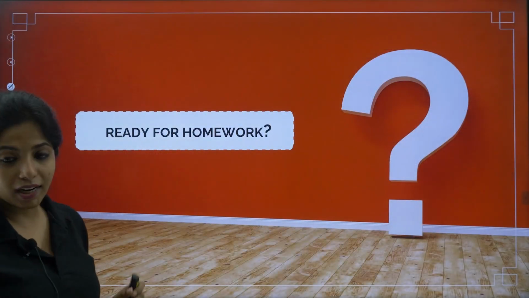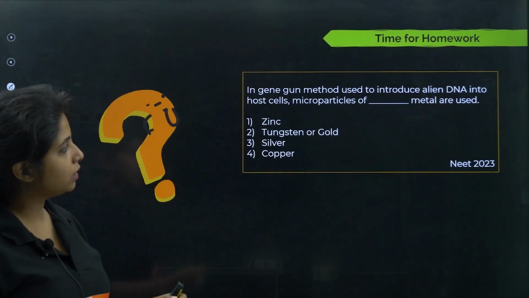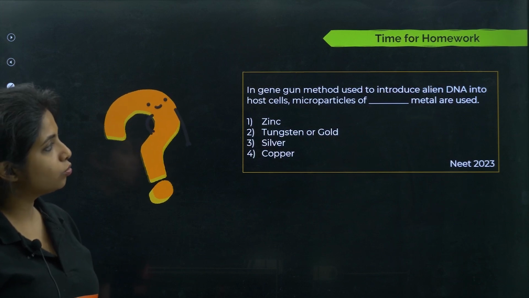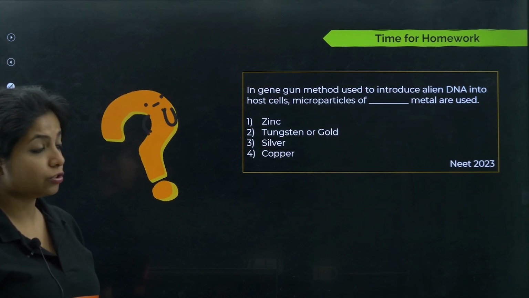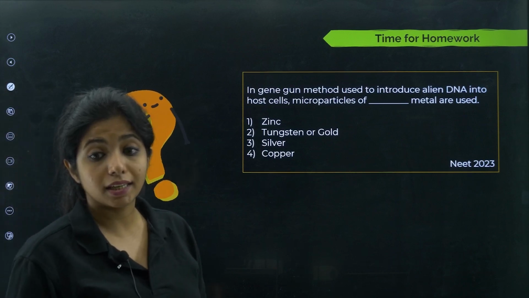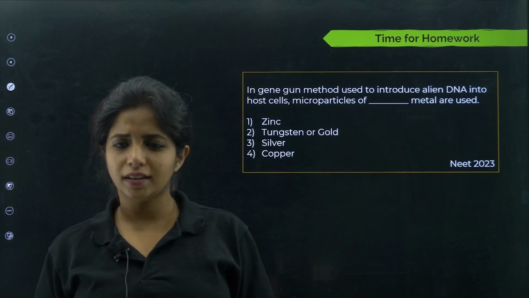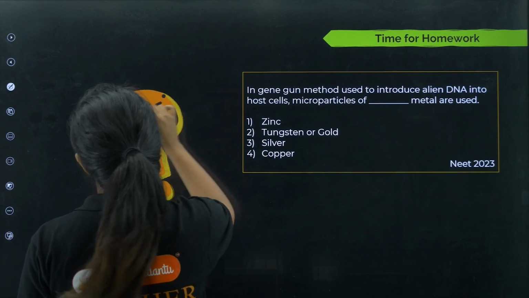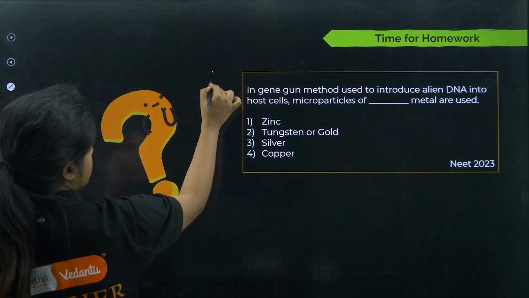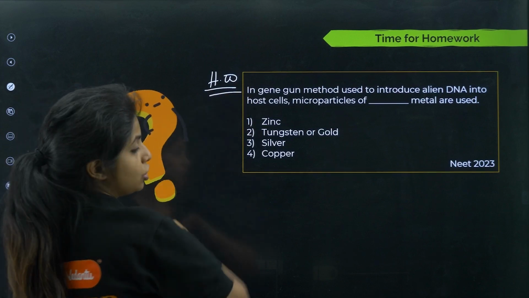Next thing, one little homework for you, my little cuties. In the gene gun method used to introduce alien DNA into host cells, microparticles of a blank metal are used. This came in NEET 2023. Can you imagine? Just two years back. Such an easy question again which is being repeated. Can you solve it, my dear little cuties? You should be trying it out.